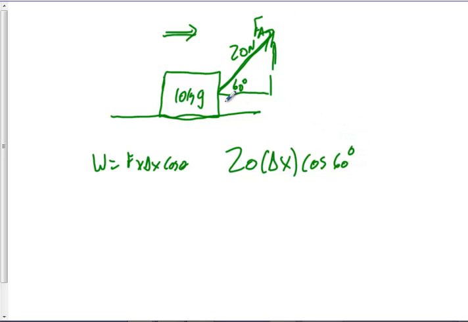Now you'll notice 20 cosine 60 degrees is just the x component of that force. So all we did by doing that is found the component of the force that acts in the same direction as the motion. So it's just a vector component problem.